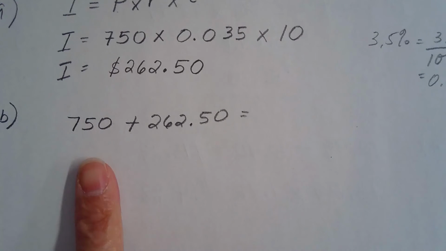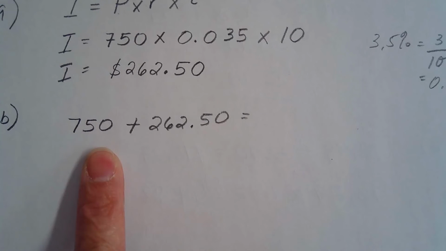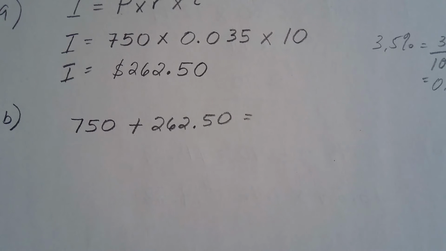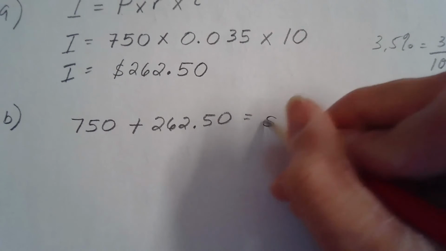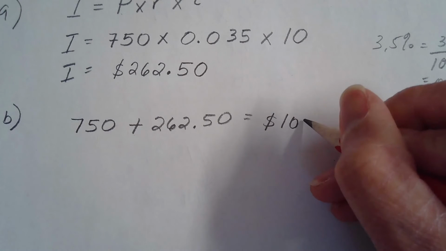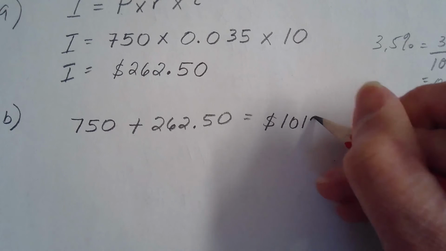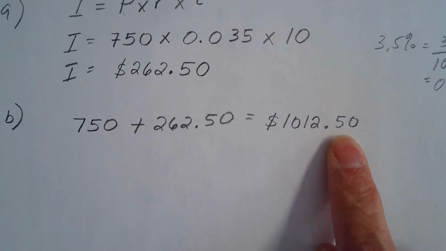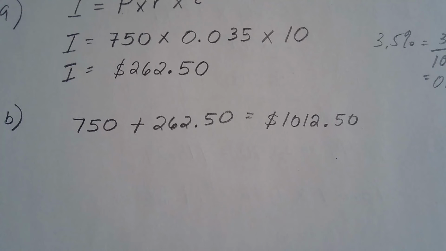So going back to this one, 750 is how much we invested, and it grew 262.50. So plus 750, the investment is now worth $1,012.50. And I still have to put the 0 at the end because it's 2 decimal places. Good? Yeah. I'm glad we're talking about this. So that part is done.